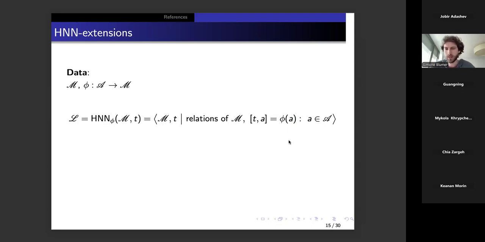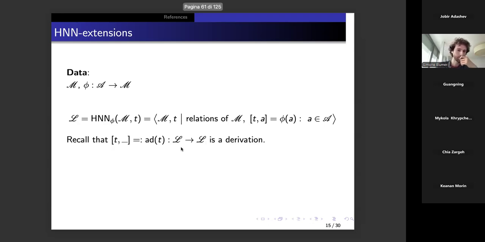So what we are doing here is identifying the adjoint map of t with a given derivation, so that now the derivation phi comes from an inner derivation of the Lie algebra L. It can be proved that, for instance, M is naturally a subalgebra of L. In fact, recall that the adjoint map is a derivation, so here we are just identifying this inner derivation with a given derivation.